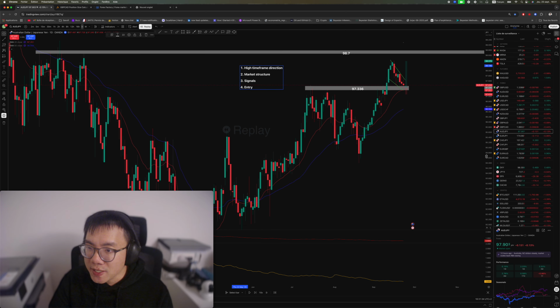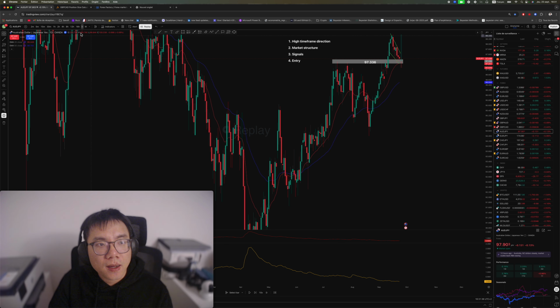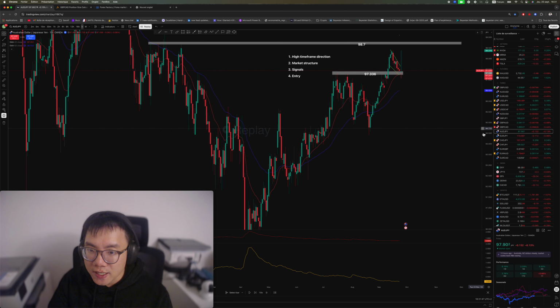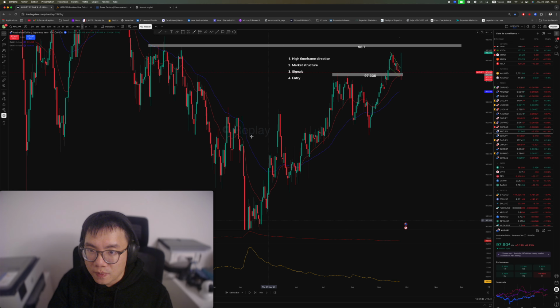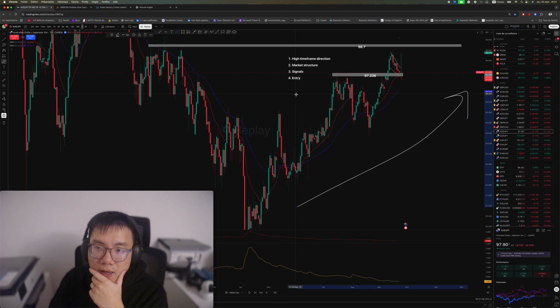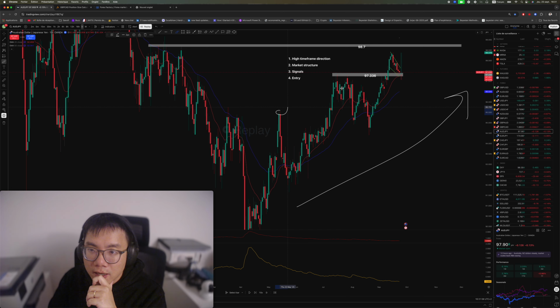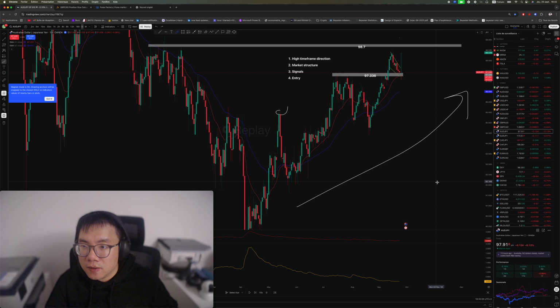So basically, what I do is I use the daily chart to assess the overall market direction in the high time frame, right? So for Asia, it was very clean. As you can see, the market is extremely bullish, and forming a higher high and higher low. So market direction is very clean.